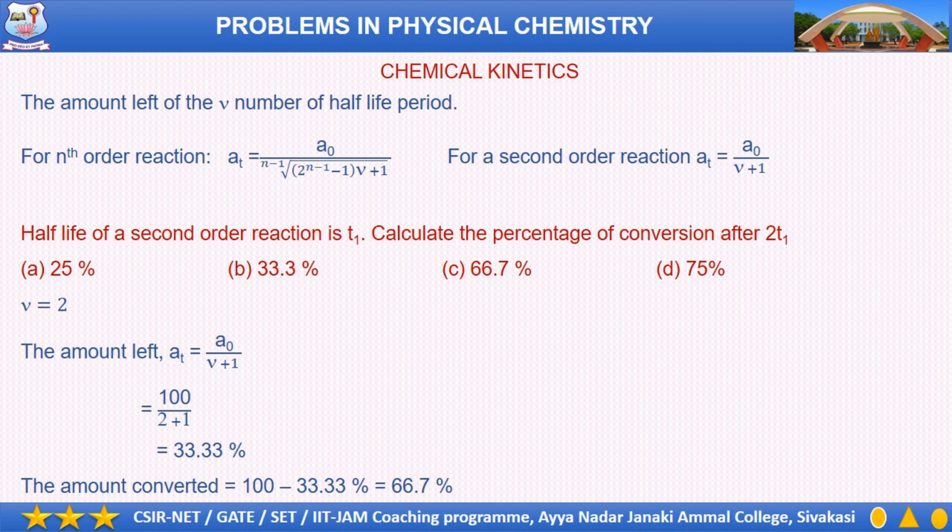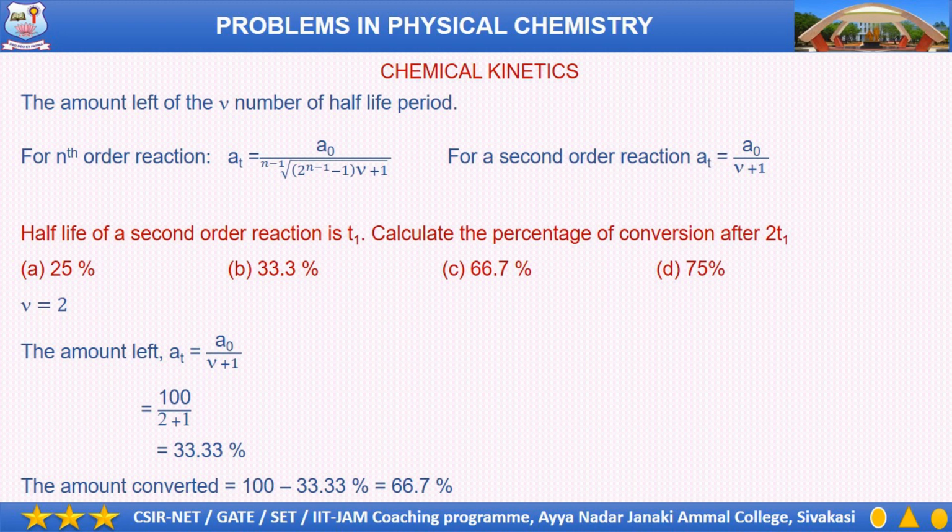Here, 2 half-life periods are there. Therefore, what is the value of nu? Nu is equal to 2 half-life periods. What is the amount left? Here it is given in fraction or percentage? Percentage is given. If percentage is given, the initial concentration A naught is taken to be 100. If fraction is given, the initial concentration is taken to be unity. Therefore, 100 divided by 1 plus 2 equals 33.33 or 33%. Okay.